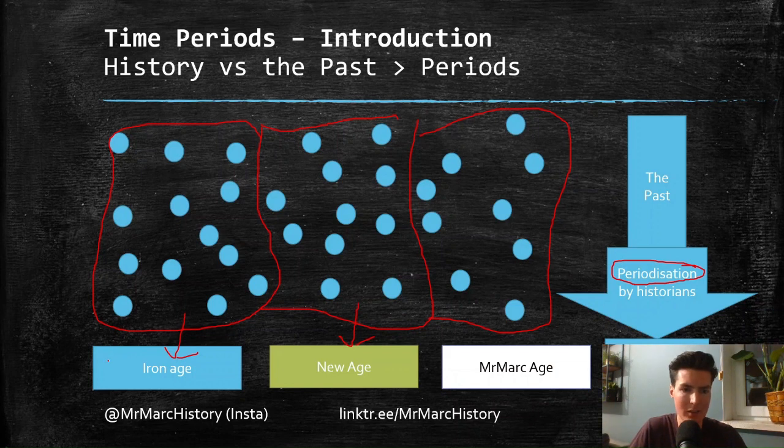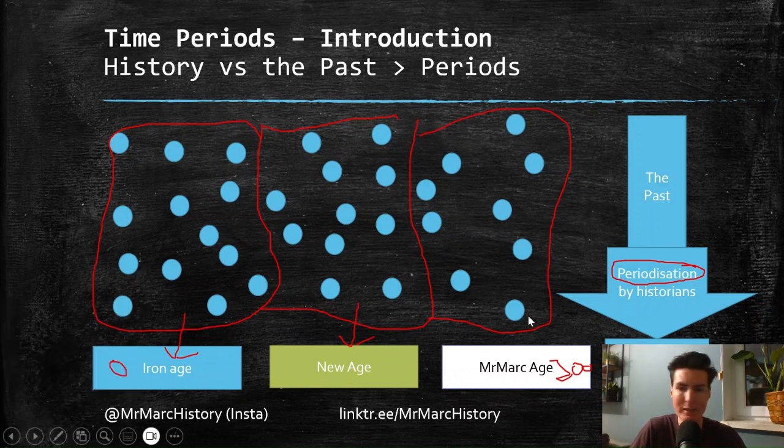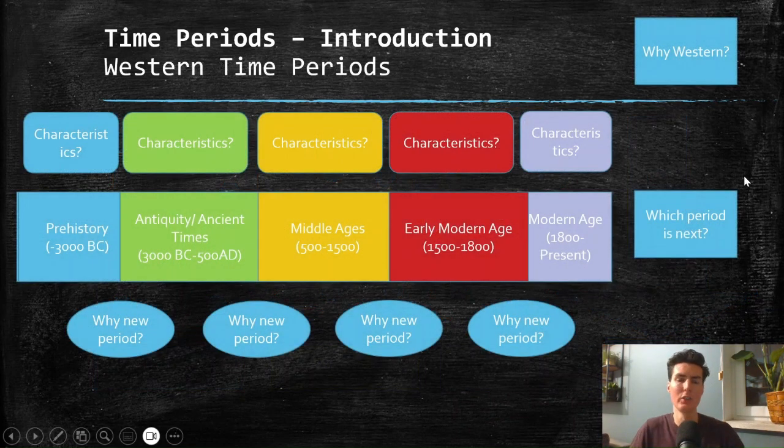So let's say this starts in the year 0, and this is now, this is 2000. Okay, I'm writing very ugly. And then this is what happens, and they come up with those time periods. Okay, let's get rid of this pen. So in Western history, because I think most of you at school learn about Western history, we divide it up into 5 main big periods. So prehistory, ancient times, antiquity, Middle Ages, early modern age, and the modern age.